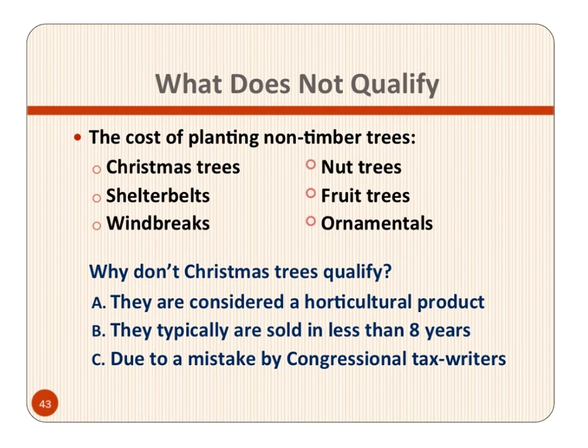What does not qualify is costs of planting non-timber trees, and this includes Christmas trees, shelter belts, windbreaks, nut trees, fruit trees, and ornamentals. So there's a question: why don't Christmas trees qualify? Either A, they're considered a horticultural product, B, they typically get sold in less than 8 years, or C, the congressional tax writers made a mistake. So we need to let Eric set up 3 choices there, I think.